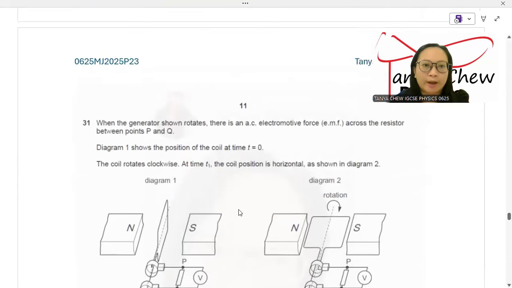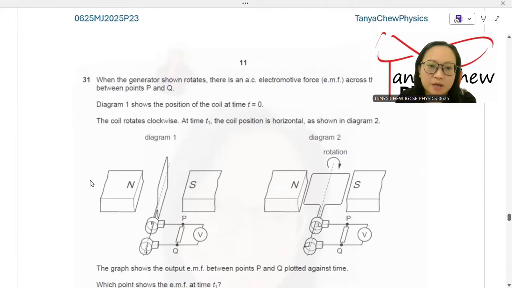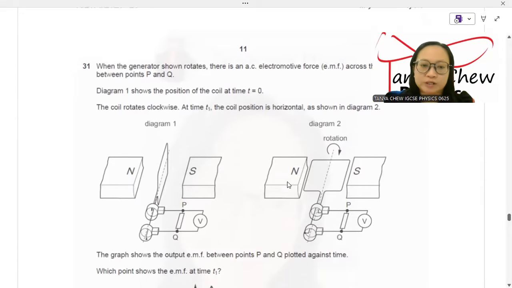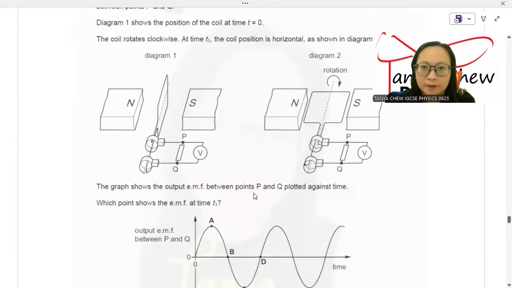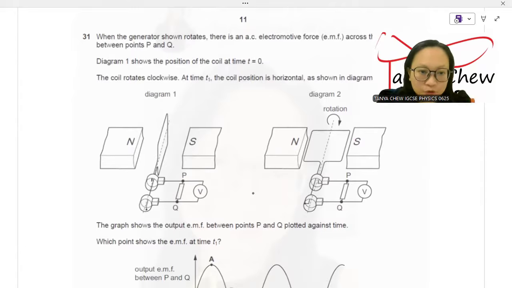Number 31. When the generator shown rotates, there is an AC electromotive force across the resistor between points P and Q. Diagram 1 shows the position of the coil at time t equals 0. The coil rotates clockwise. At time t1, the coil position is horizontal as shown in diagram 2. The graph shows the output EMF between points P and Q plotted against time. Which point shows the EMF at time t1? This is t1, this is t equal to 0.